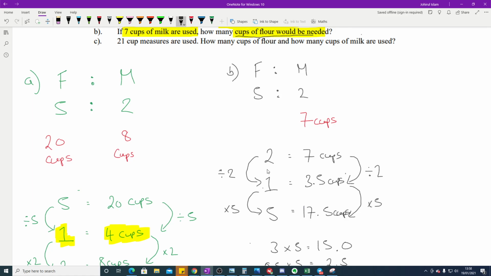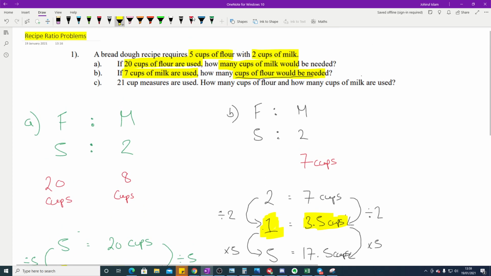Okay, so very straightforward. The ratio 2 equals 7 cups. Now we can use this information to work out what the ratio 1 will equal. And we do that by dividing the 2 by 2, which gives us 1. Whatever we do to one side, we do the same to the other side. So 7 divided by 2 equals 3.5. And now, because we know what the ratio 1 equals, we can multiply up to the ratio 5 by multiplying by 5. We multiply the 3.5 cups by 5, which gives us 17.5 cups. So the answer to question 2 is 17.5 cups.